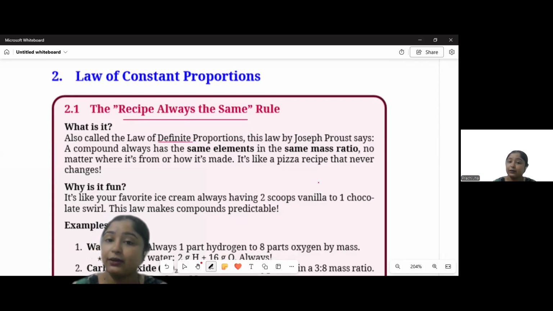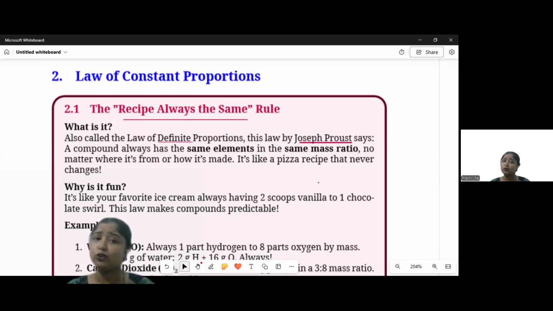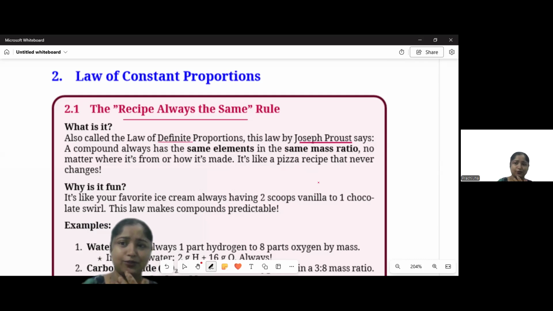This law is given by the scientist Joseph Proust, and he says a compound always has the same elements in the same mass ratio, no matter where it's from or how it's made, like a pizza recipe that never changes. Okay, let's take an easy recipe though. We might not all know how to make a pizza.